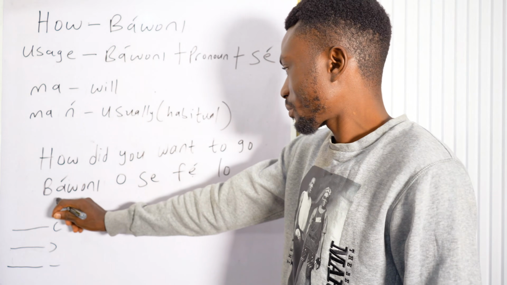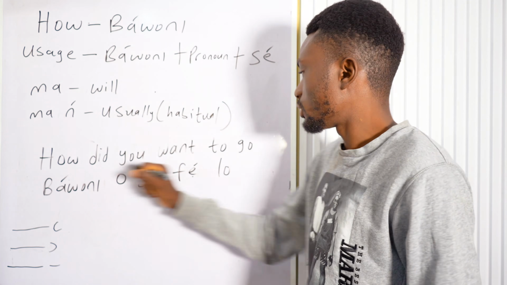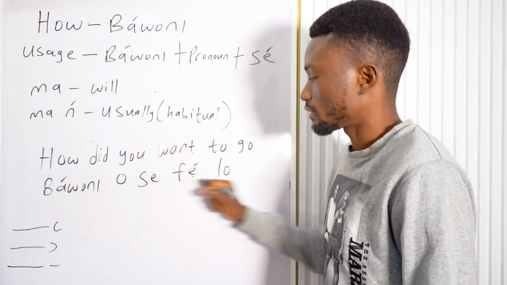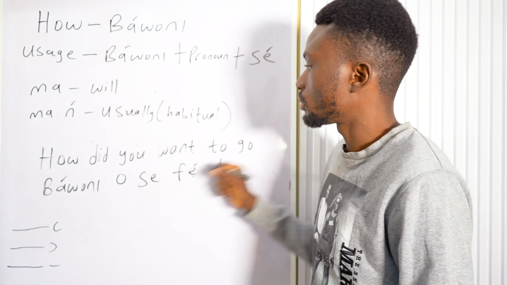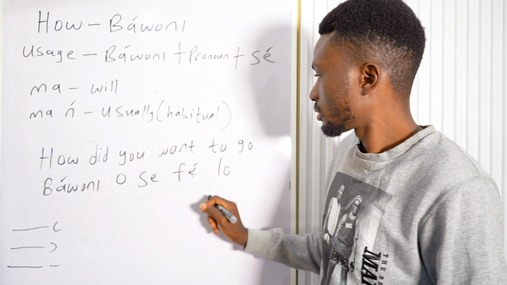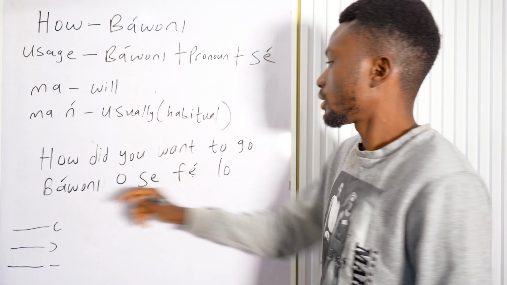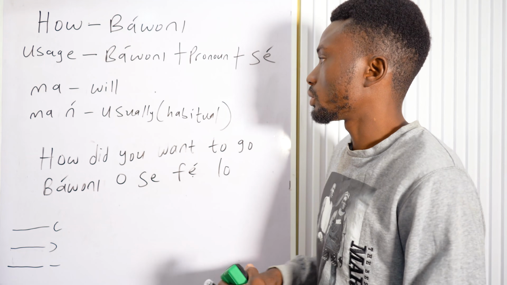So báwo ni o ṣe fẹ́ lọ? How did you want to go? Báwo ni o ṣe fẹ́ lọ? How did you want to go? Báwo ni o ṣe fẹ́ lọ? How did you want to go?